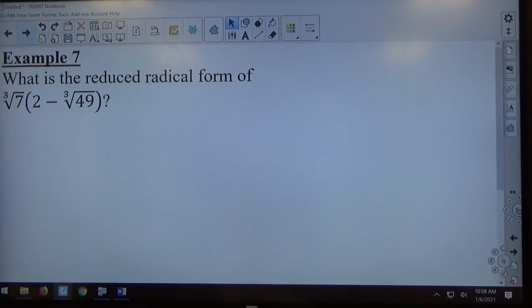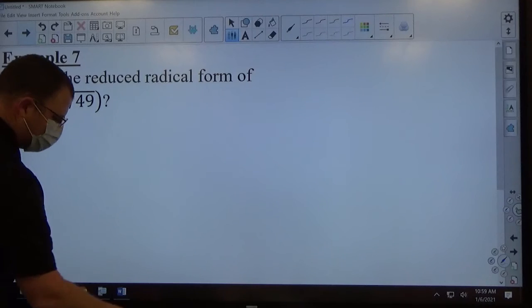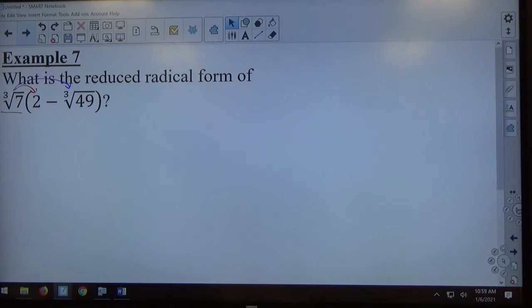Okay, for example 7, what's the reduced radical form of this? All right, so for me, this is a multiplication problem, distributive property specifically. I've got the cube root of 7 times this, and then the cube root of 7 times that. So they're in essence multiplication of radical problems that we saw yesterday. But there's also the addition and subtraction part of it that we have to consider.